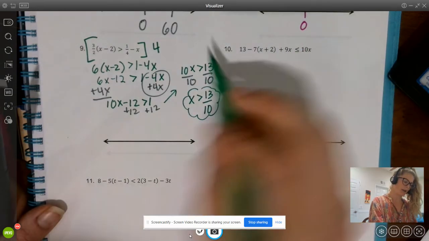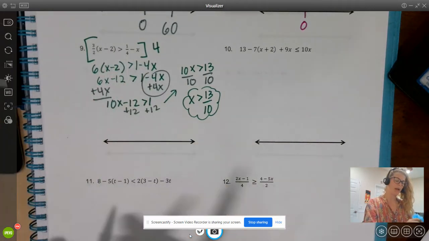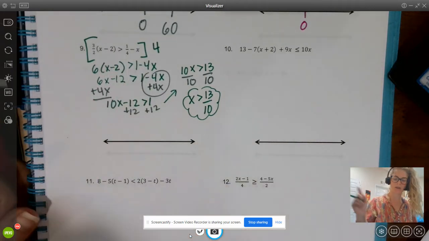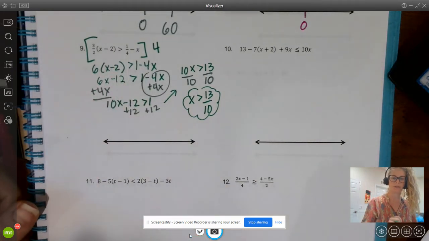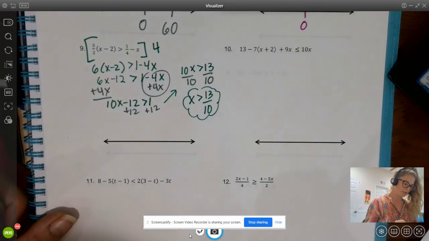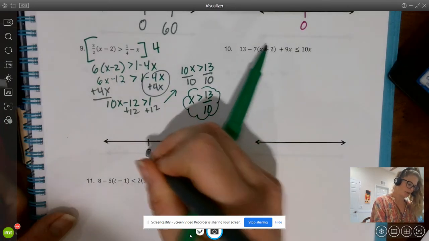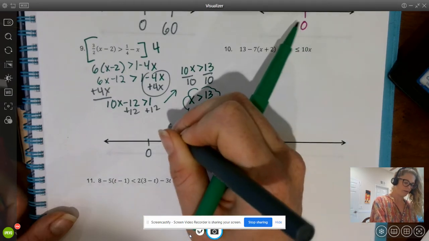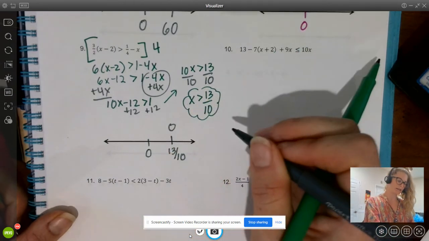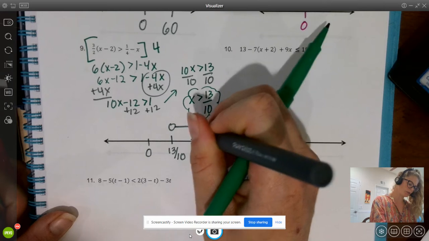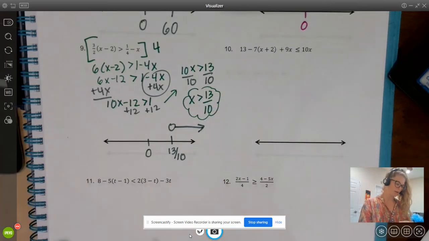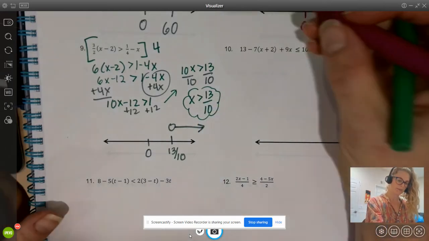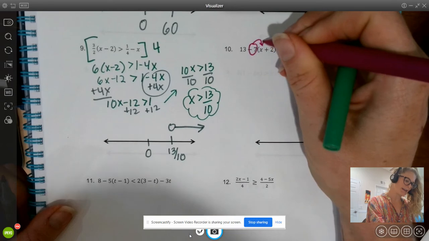So notice, because we have fractions in our original problem, I want to have fractions in my answer. I do not want to use decimals. So taking a look here, 0, 13/10 is positive, so it's to the right of 0. We have an open circle at 13/10 because it's not included and it's greater than, so we're shading to the right. Awesome. Next problem. First to simplify, I have to distribute that -7.